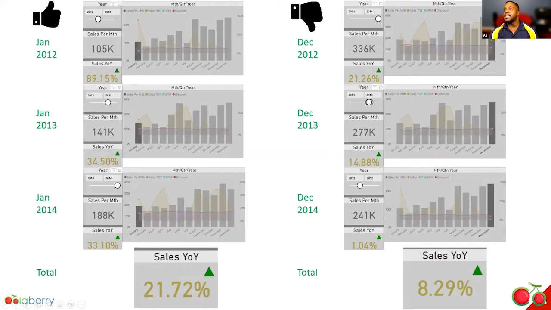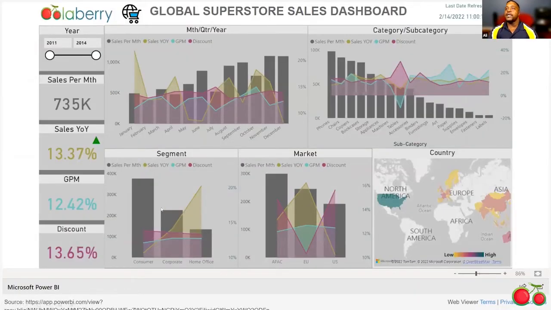You can see that December was the worst month. 2012, 336, it went down to 277, and then you have 241. And in January, you can see that, boom, it had a big increase of almost 90%, 34 and 33. And here's the totals. All right, so now we are going to look at what insight we need to get to clients for them to make the best decision.